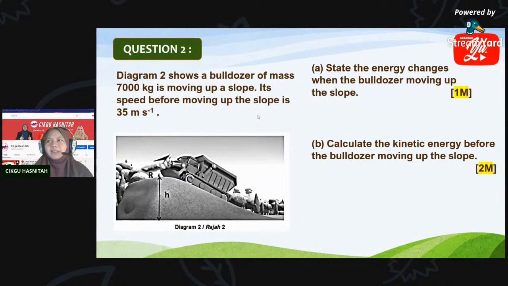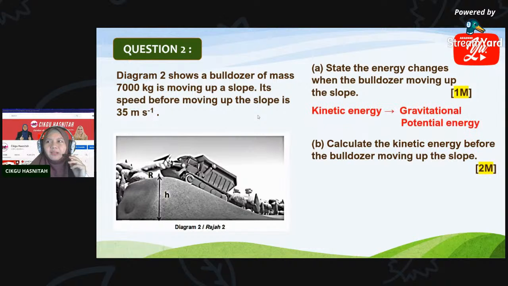Question A. State the energy changes when the bulldozer is moving up the slope. What kind of energy changes occur? What energy converts into what energy? Type your answer now. It's a very basic concept, changes of energy. The bulldozer is moving from down, it climbs up the slope. So what kind of energy changes occur? What energy converts into what energy?